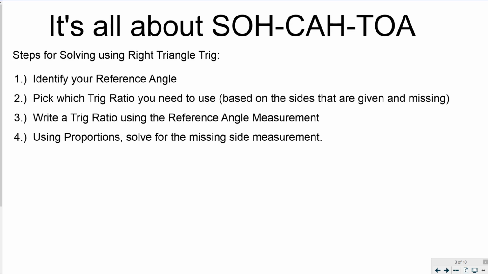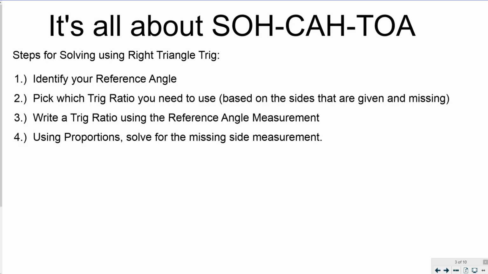If you are looking for the opposite side, you're going to need to use either sine or tangent, depending on which other side you're given. If you're looking for the hypotenuse, you're going to use sine or cosine, depending on whether you're given the opposite or the adjacent side. And if you don't have any hypotenuse whatsoever, you're going to use tangent to calculate the measurement of that side.